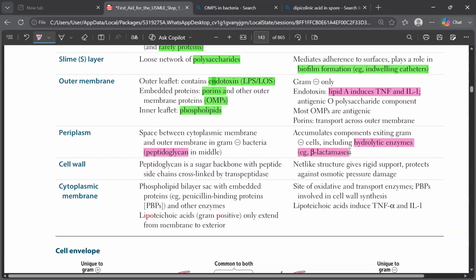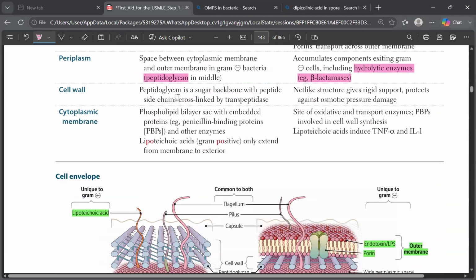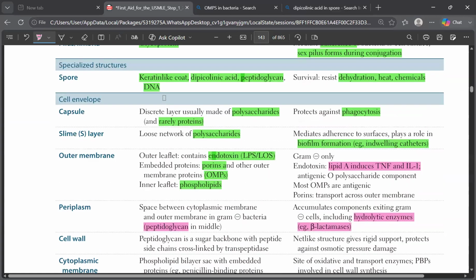Then we have the cell wall. Peptidoglycan is a sugar backbone with peptide side chains cross-linked by transpeptidase. It has a mesh-like structure that gives rigid support and protects against osmotic pressure and damage, just like all cell walls do. And the important thing is that it is made up of peptidoglycan, whereas the capsule is formed of polysaccharides.